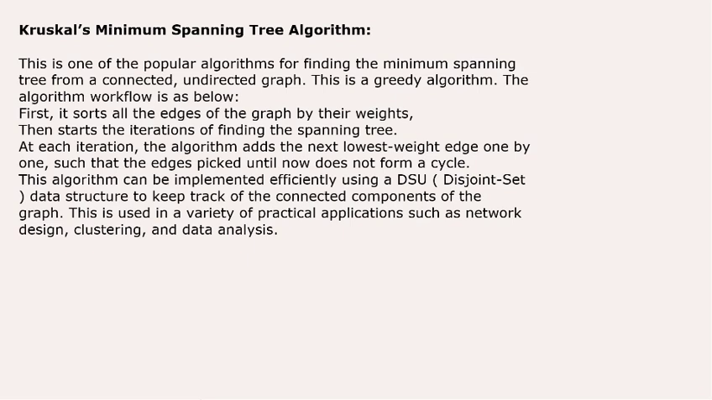In MST, we'll first see about Kruskal's minimum spanning tree algorithm. This follows the greedy approach and works on an undirected graph. First, it sorts all the edges of the graph by their weights, so the weights are an important factor. Then it starts the iterations of finding the spanning tree. At each iteration, the algorithm adds the next lowest weight edge one by one, such that the edges picked until now do not form a cycle. It can be implemented efficiently using a disjoint set data structure. It has a variety of practical applications such as network design, clustering and data analysis.